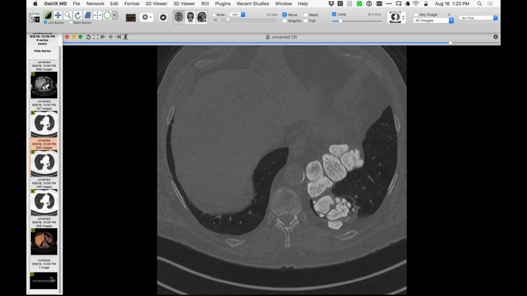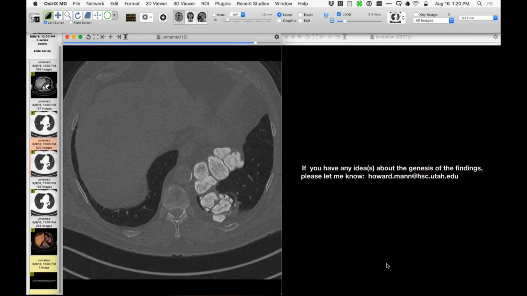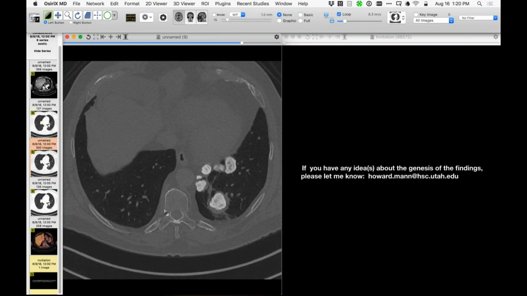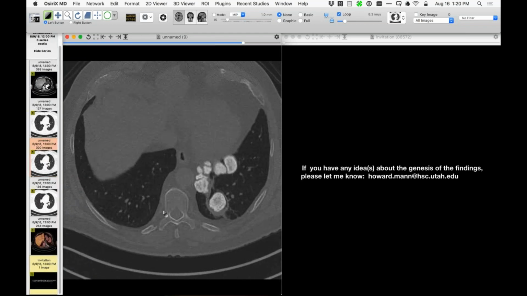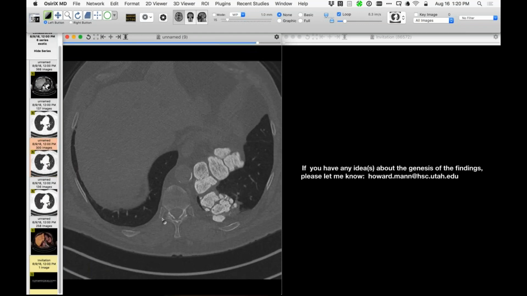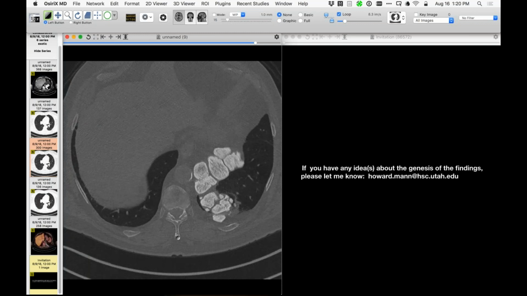So I'm just going to put up alongside an invitation to anyone watching. That is, if you have any ideas about this case, if you've ever seen anything like that, or have any idea about the potential genesis, let us know, because none of us know what this is. It's kind of a fun case to look at, but certainly I don't think any of us have seen this and don't know what that is.